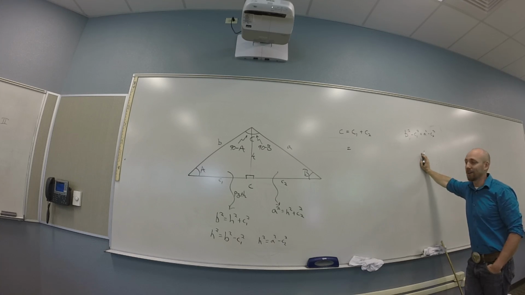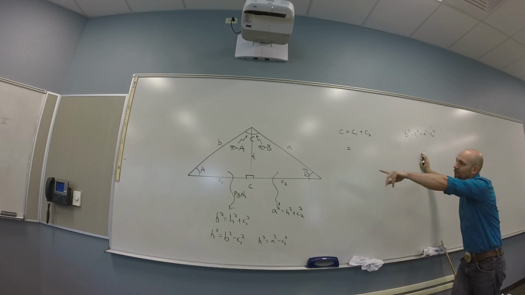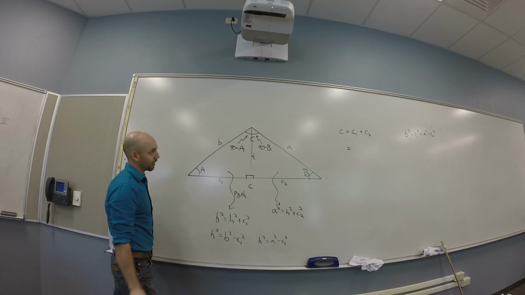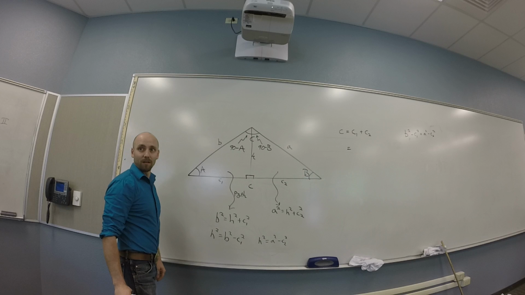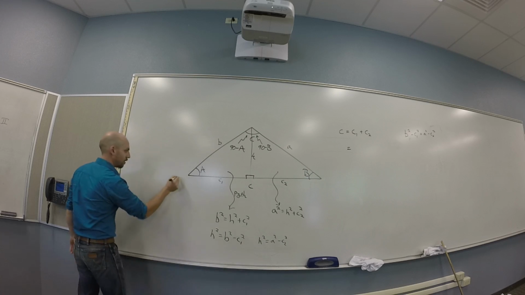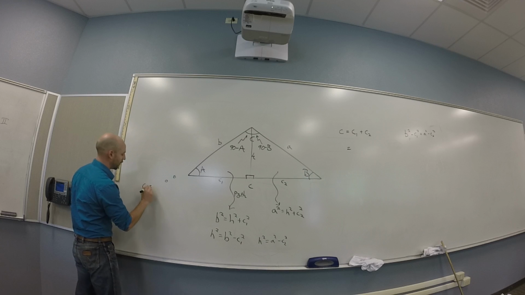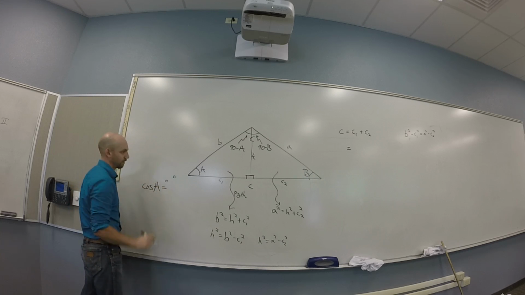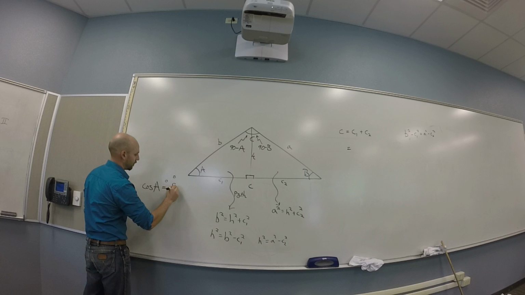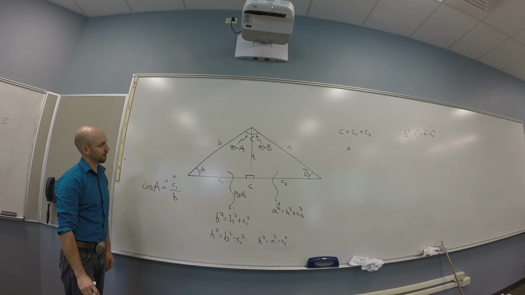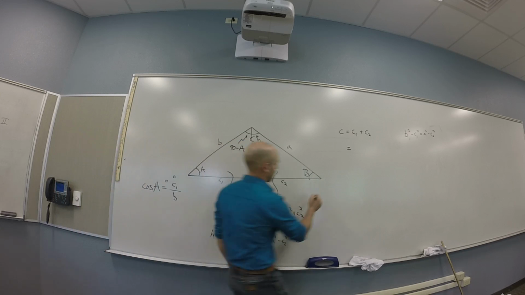Okay, so let's try for angle A. From angle A, what's the cosine of angle A? You got c sub 1 over b. Okay, so that's this triangle again. So I'm thinking cosine of A is c sub 1 over b. Okay. Cosine of B, which is c2 over a.